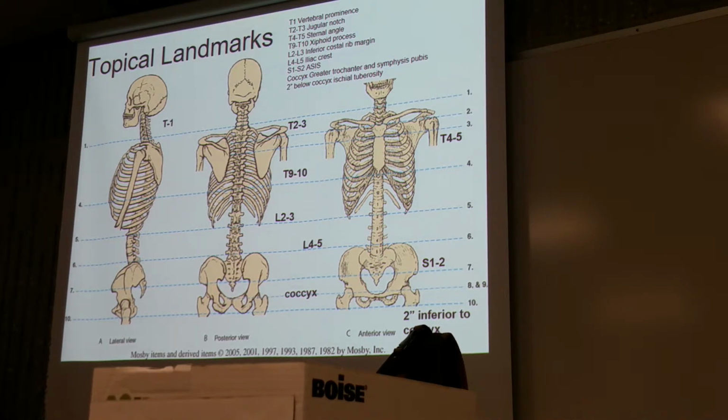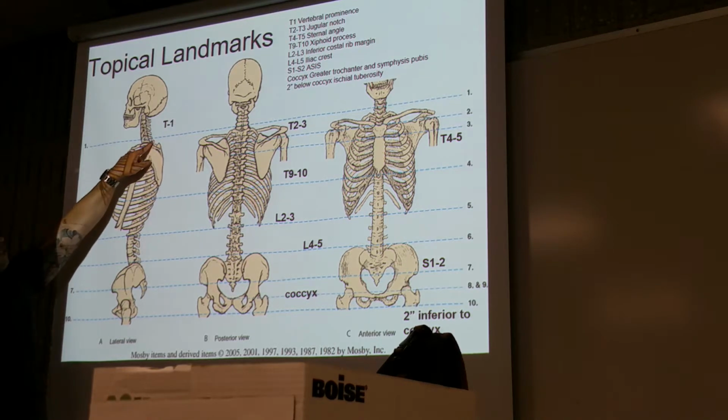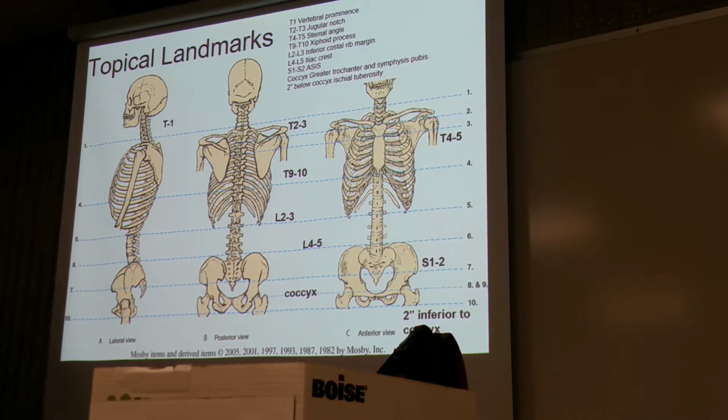Okay? So at the level of T1 is going to be your cervical prominence of C7. Cervical prominence of C7. Okay? T1 is at the level of the vertebral prominence. That's the most protruding part of cervical 7, but the spinous process points down. C7 spinous process points down, and it ends up at the level of T1. Okay, so that's your vertebral prominence.